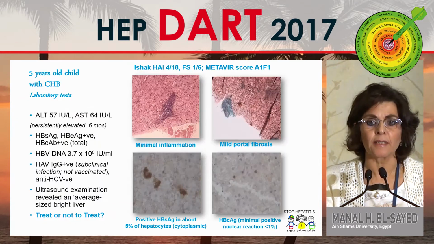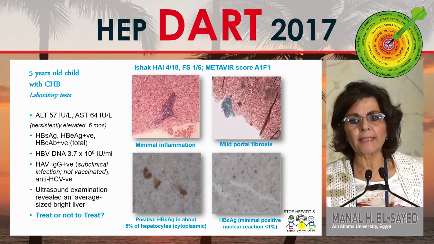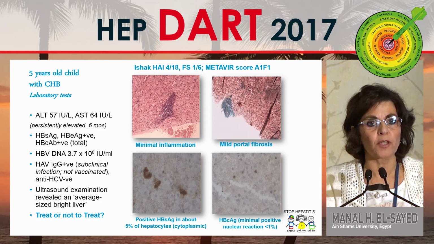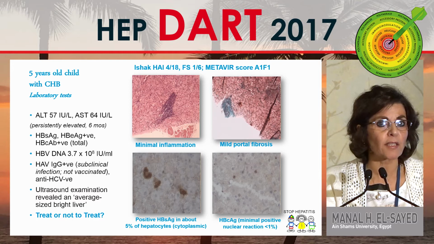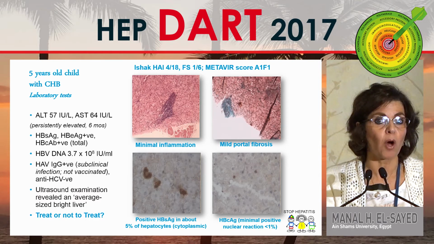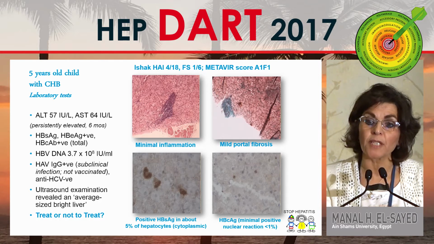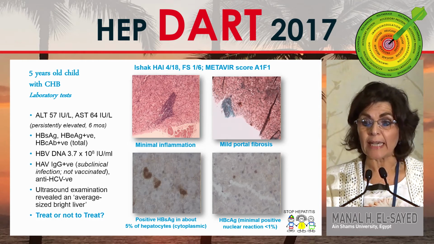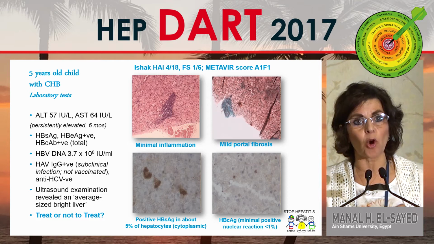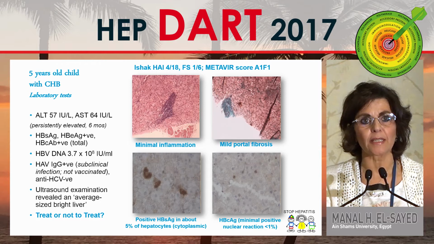In some cases, yes, indeed. I'm going to show this case: a 5-year-old child with chronic hepatitis B who had ALT and AST elevation for more than 6 months. He was eligible, with very high viremia, and it was a big question at that time. We used to biopsy all patients then, so, to treat or not to treat this child? He had a liver biopsy: minimal inflammation, mild portal fibrosis, a positive S antigen in a very small percentage, and core antigen positivity in less than 1%. And actually, the pathologist told me, this child is going to clear the virus.